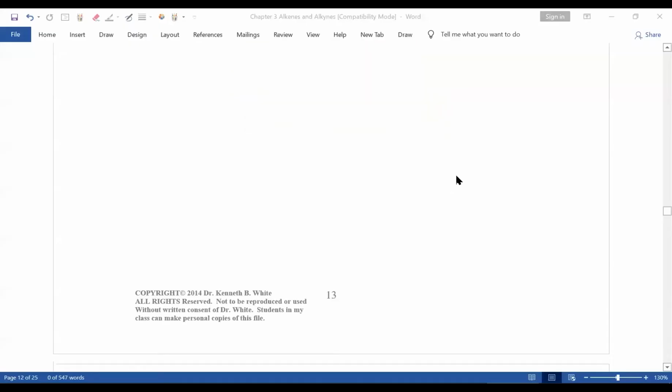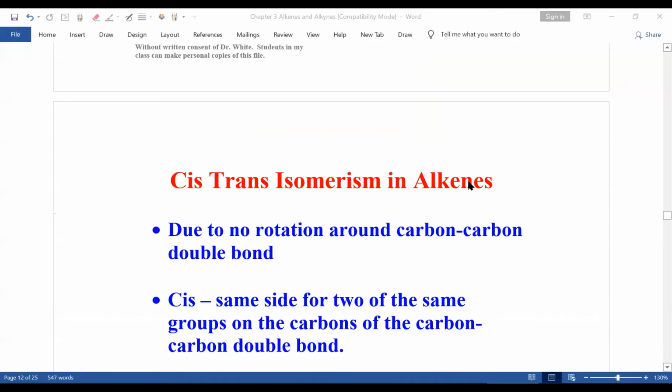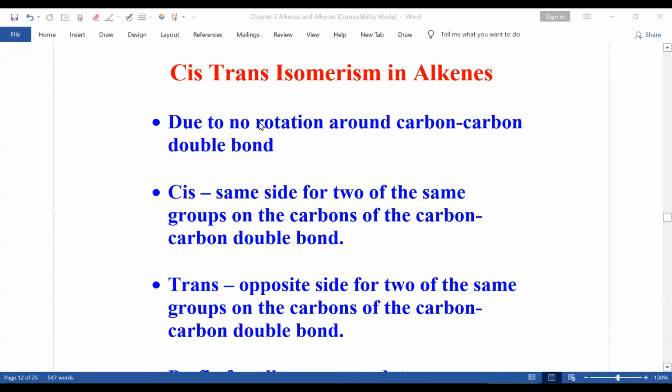Relax. IUPAC knew about this and came up with special rules. And those special rules are cis-trans isomerism. Isomers mean two different molecules that have the same number of carbons and hydrogens, but are connected differently. And cis and trans, I'll explain. Due to no rotation around a carbon-carbon double bond, you can have cis, which is 2 groups on the same side, for 2 groups on the carbons of the double bond, either hydrogens or groups. Trans is when they're on opposite sides, 2 groups or atoms.